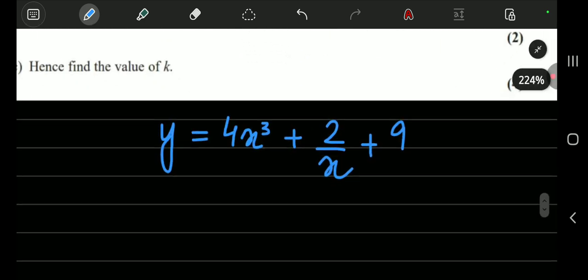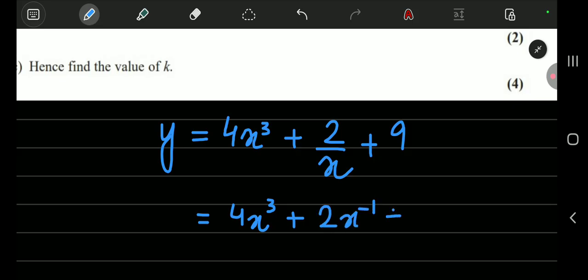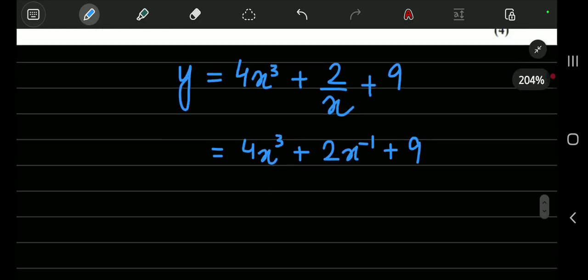plus 9. As we do for integration, we do it for the derivative as well. We cannot take the derivative or integral of a variable in the denominator. So first we arrange it and shift it to the numerator. So it becomes 4x cubed plus 2x to the power minus 1 plus 9. Now we'll take the derivative.